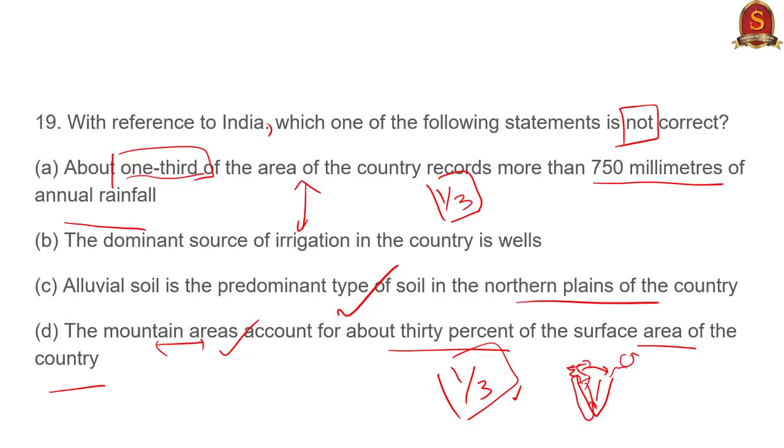When you move interior towards India, you know that the rainfall is extremely less. To say that more than 1/3 of the country records more than 75 centimeters rainfall is a pretty bold and outlandish statement compared to the rest of the three. Hence, the answer is A.